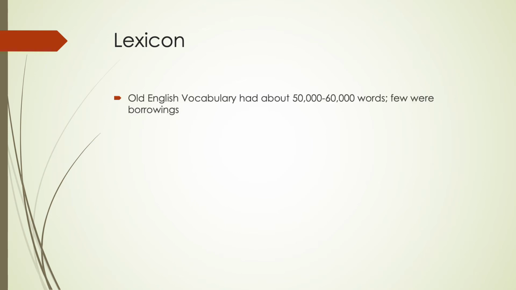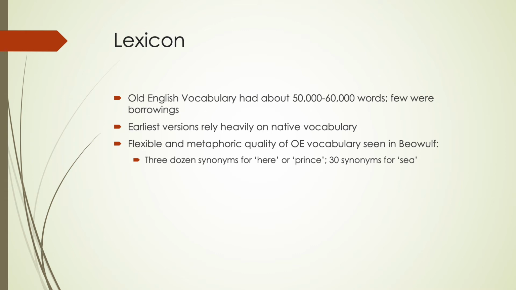In terms of lexicon, the Old English vocabulary probably had about 50,000 to 60,000 words, and very few of these were borrowings. These were mostly native vocabulary terms. Not a lot of this was borrowed from elsewhere. The earliest versions did rely very heavily on native vocabulary, and we can see that there's some flexibility, some metaphoric quality in the vocabulary, and you can especially see this in the Beowulf writings, where there's 36 synonyms for words like hero or prince, there's 30 synonyms for the word for sea. So some of the very common words that they were using, they had a lot of different synonyms for. So there was still some flexibility within their native vocabulary, but not a lot of borrowings of these terms.